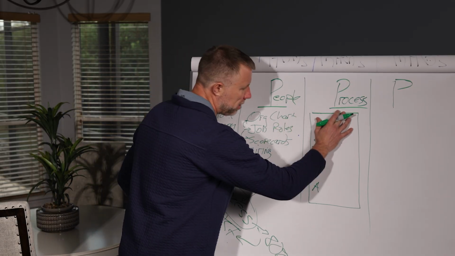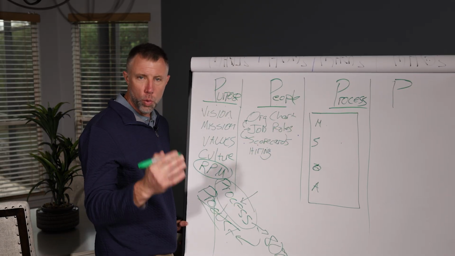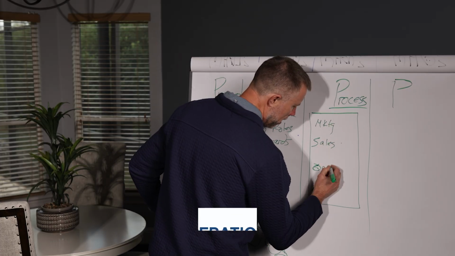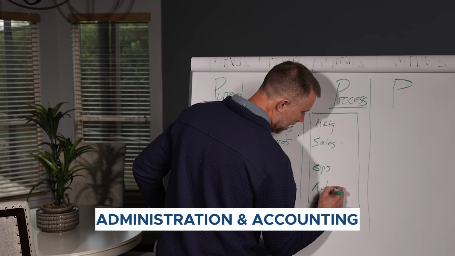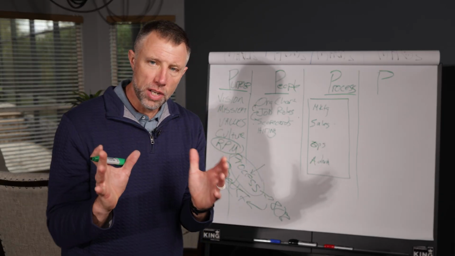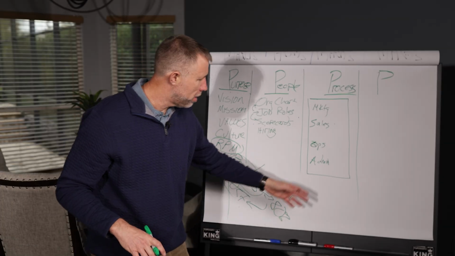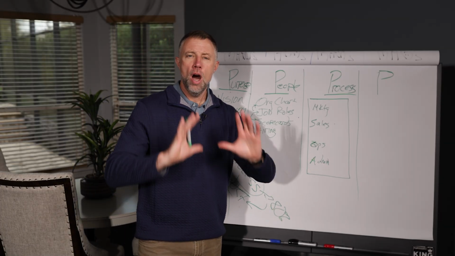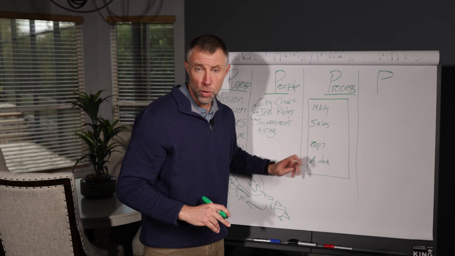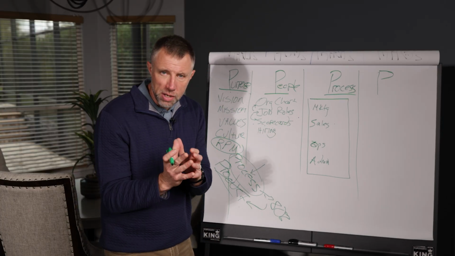When we think about process, we want to break it down into 4 core systems. That is marketing, sales, operations, and administration and accounting. These 4 here. So when you think about your day-to-day, it's going to break down. You might say, well, where's HR? Well, you can put that in administration and accounting. Most everything you can think of in your business will fall under one of these 4 core systems, just to simplify it.